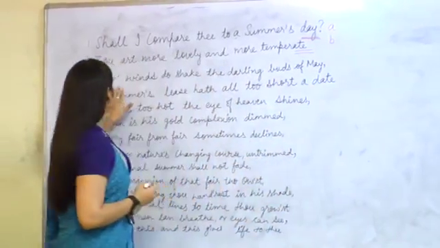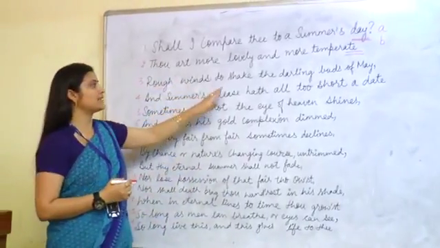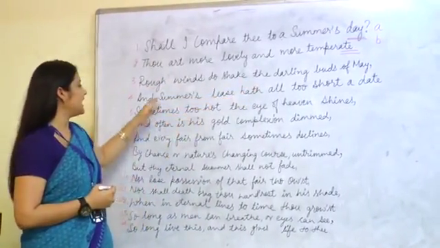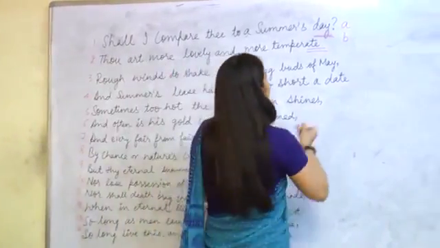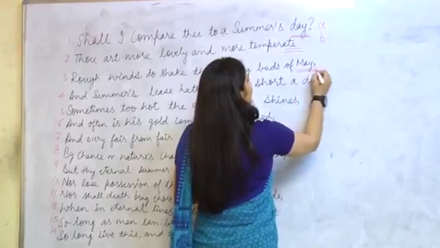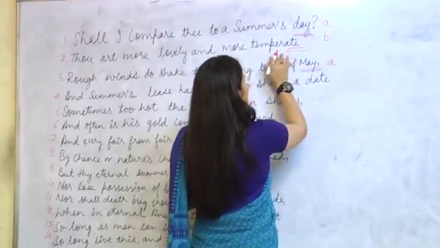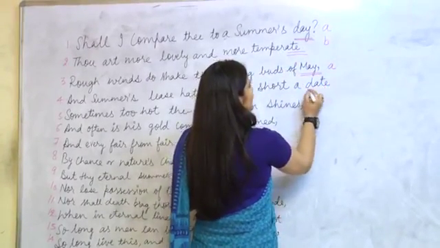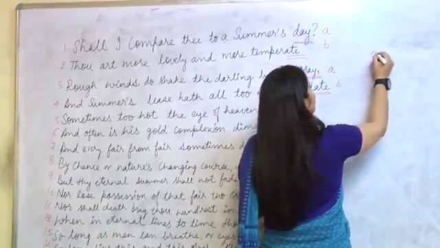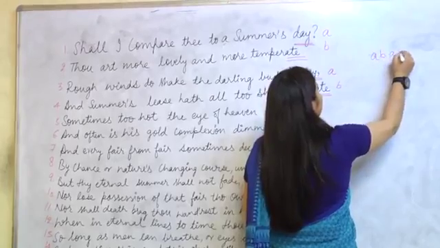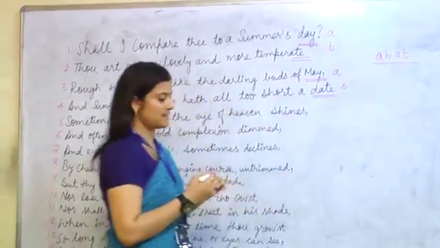Coming to the next two lines, "Rough winds do shake the darling buds of May, and summer's lease hath all too short a date." Here again day is rhyming with May, so it will be A, and temperate is rhyming with date, so this will be B. For these four lines we have A, B, A, B as the rhyming scheme.